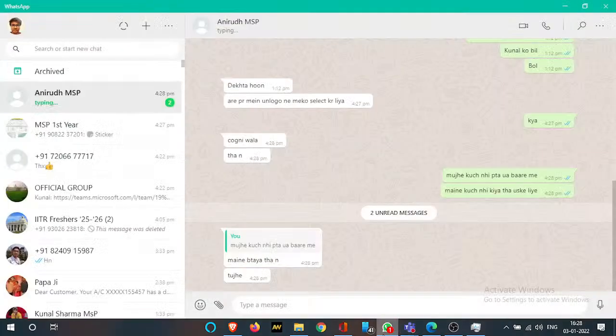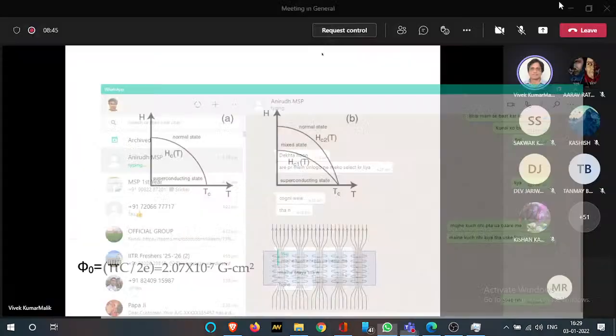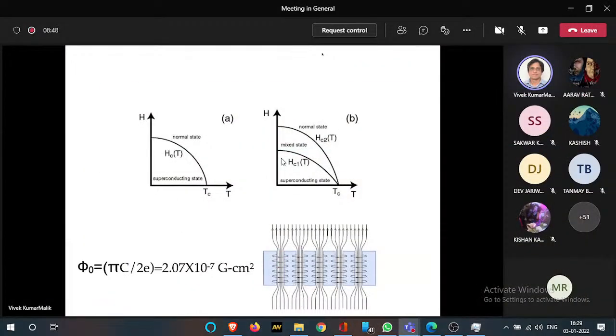So it has two important properties. The resistivity is 0 below a certain temperature called the critical temperature. In the same way, below a certain magnetic field, it remains in the superconducting state, which is called the critical field. And in the superconducting state, the resistance is 0 and the magnetic field inside the superconductor is 0 in the type 1 superconductor.